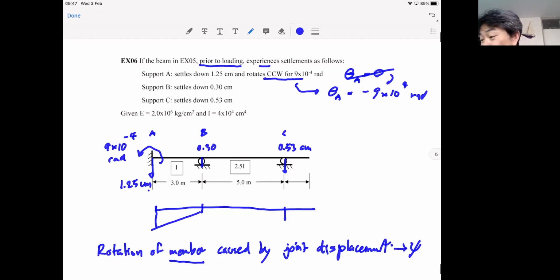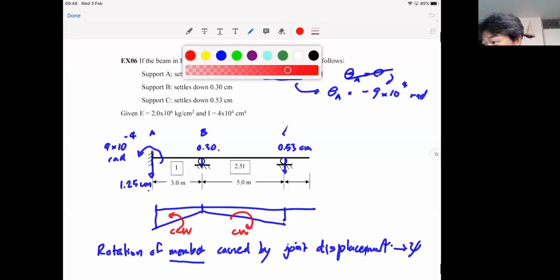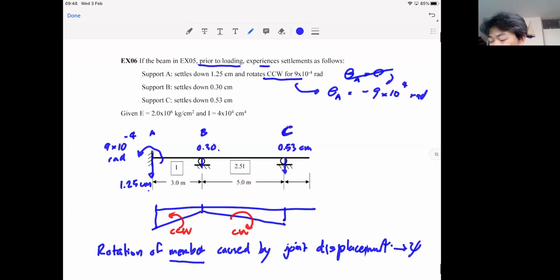Now let's come back here and you will see. Let me draw the BC first. Because this is 0.3 and this is 0.53, BC will be oriented a little bit like this. Now you can clearly see that member AB is rotating counterclockwise, while member BC is now rotating clockwise. I don't know why C is gone, so let me put it back again. C.